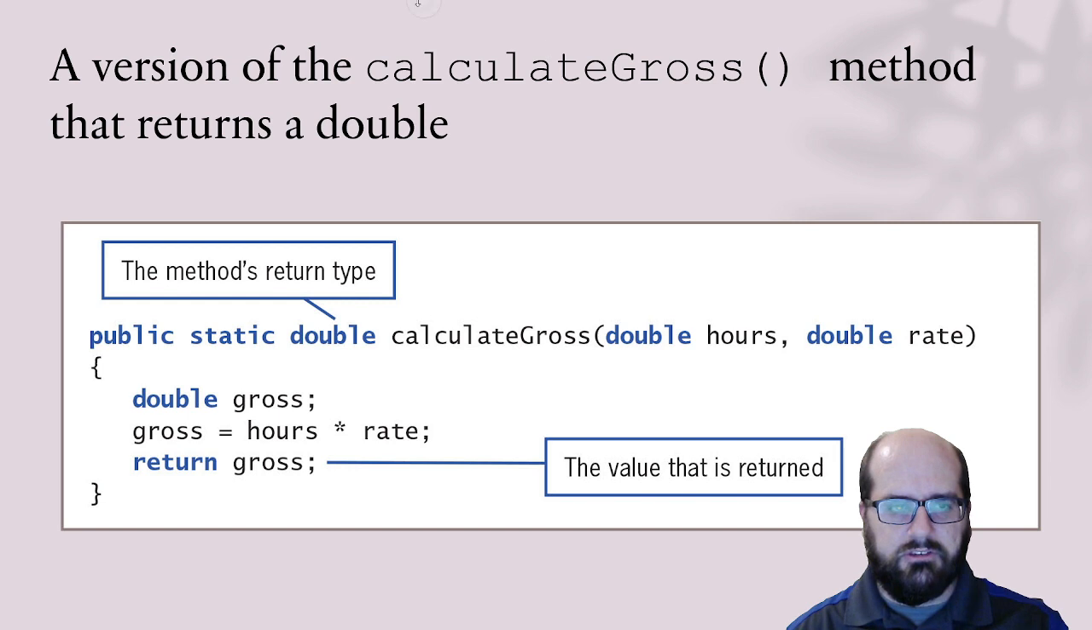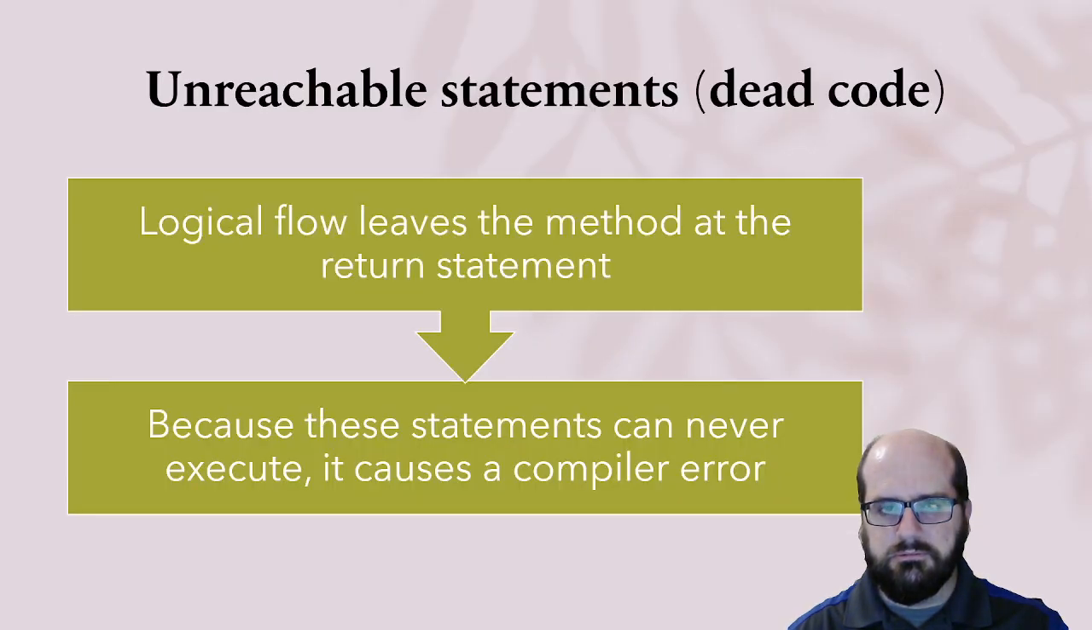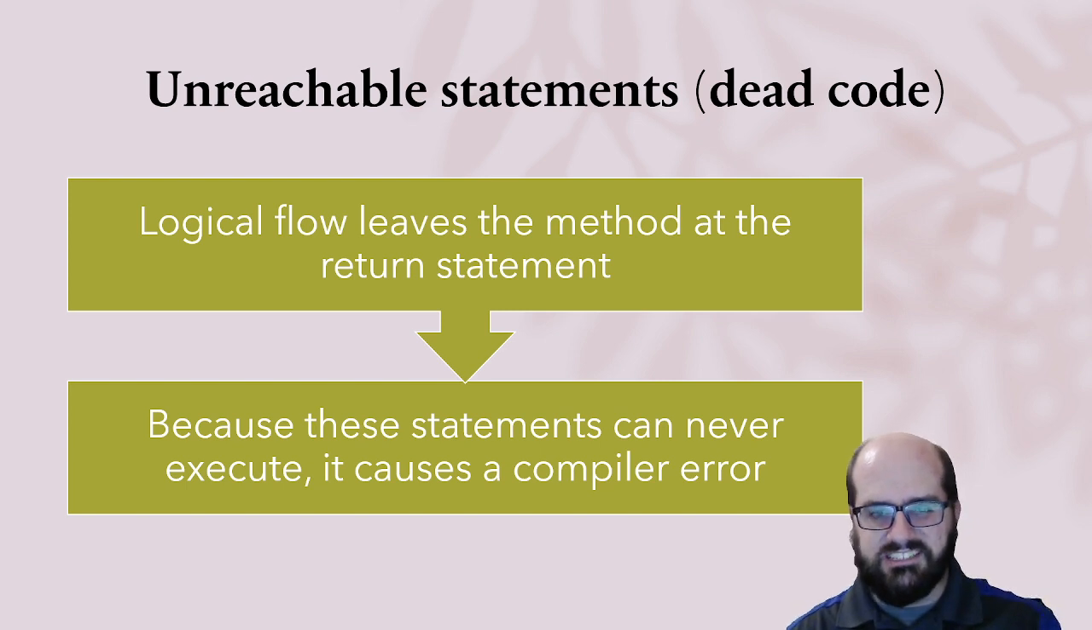In this case, as we look at this method, this particular method has a double return type because it calculates a gross and it returns the gross pay. So the value that's returned is gross and it is a double, so we say double in the return type. If you have any statements after return, it gives you an error message because the statements can never execute, and it causes a compiler error. Let me show you what that looks like in code.